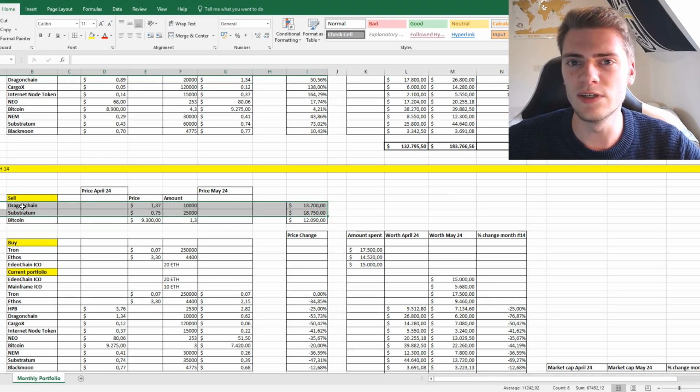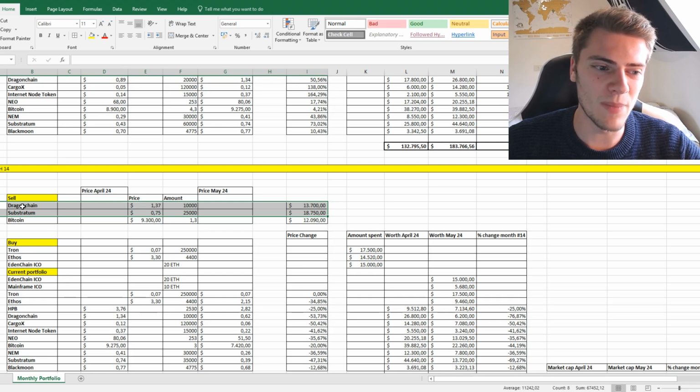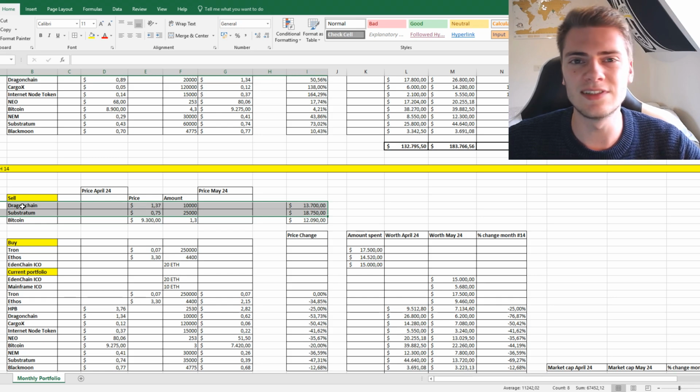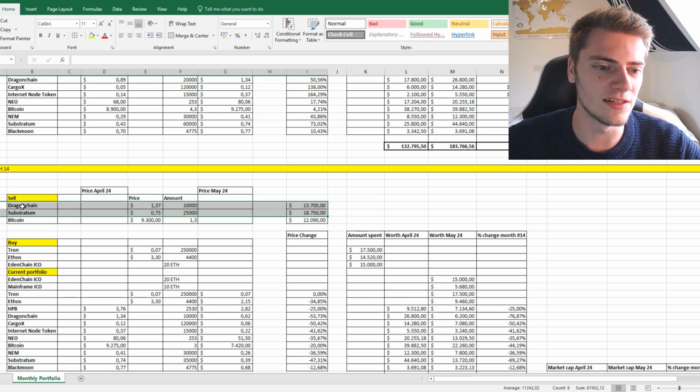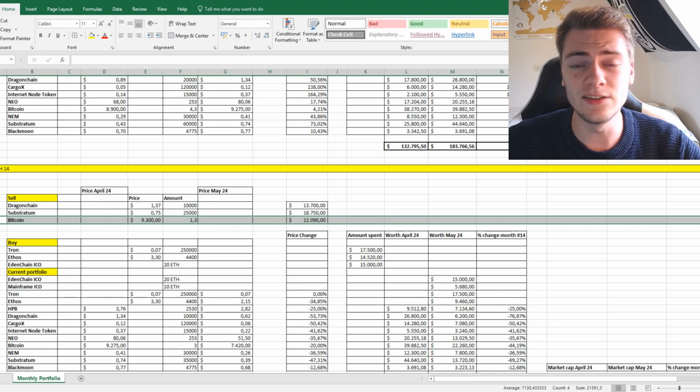Eventually it turned out to be pretty good to sell these two, because they were my biggest losses of last month in terms of percentage. So I think it wasn't a bad decision to sell them to lower my weight, and also because they lost a lot of value last month. I also sold some Bitcoin, 1.3 Bitcoin, to buy into some ICOs. So in total, I sold cryptocurrencies worth over $40,000, and I bought three new things.